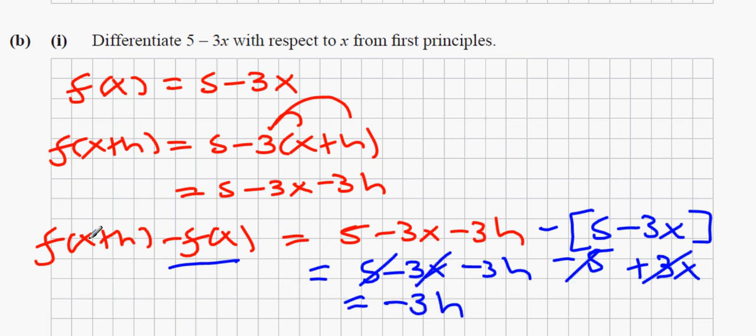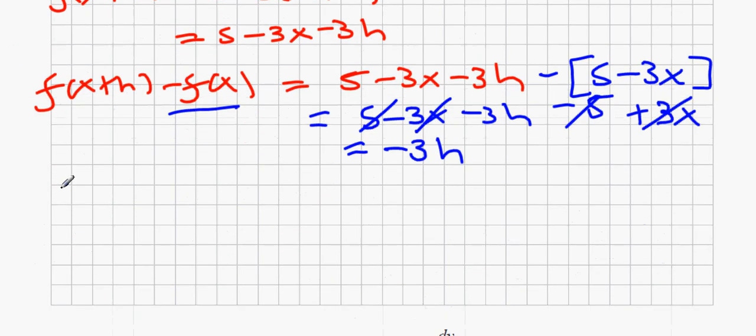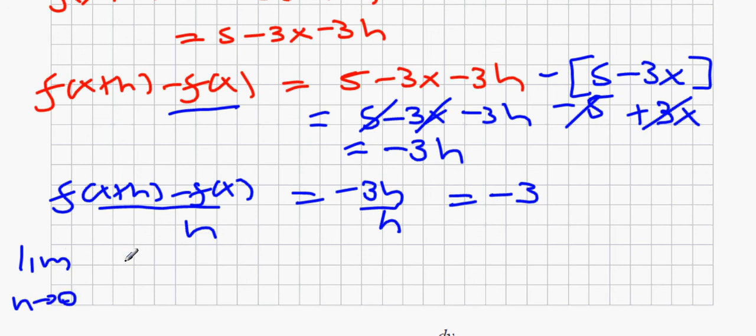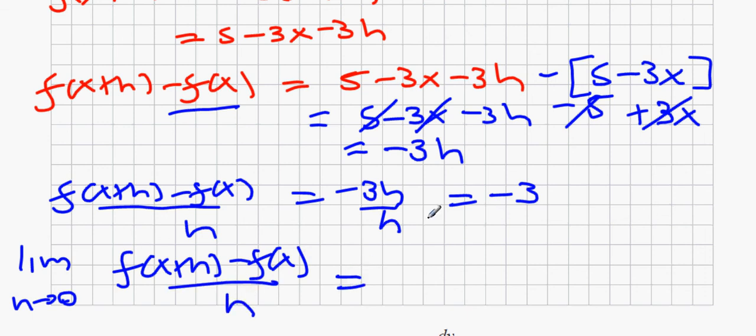Now the next part is f of x plus h minus f of x all over h, which is minus 3h over h. And that equals minus 3. Then finally the last one is the limit as h approaches 0 of f of x plus h minus f of x all over h. And because there are no h's left, it's still minus 3. Therefore, dy/dx equals minus 3.